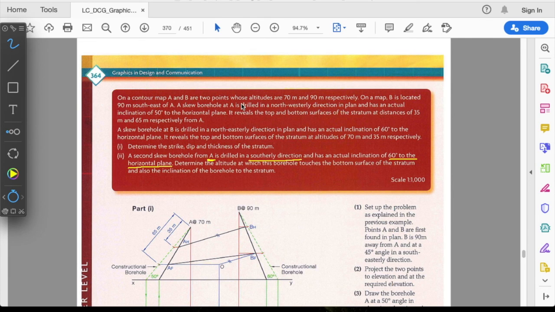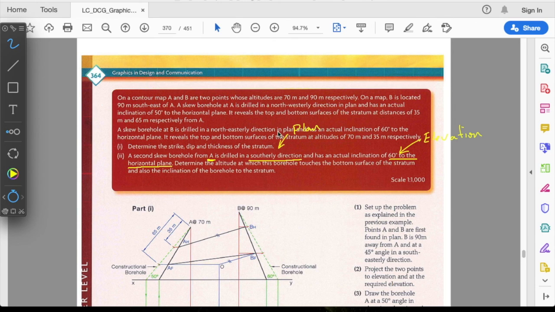Now, first things first, when we're looking at this, we have to figure out what views we need to actually look at here. First of all, if you're looking at a southerly direction, that has to be looked at in a plan, because of southerly direction. And then the inclination has an actual inclination of 60 degrees to the horizontal plane, which means that needs to be done in an elevation, because we can't work to the horizontal plane in anything other than an elevation.